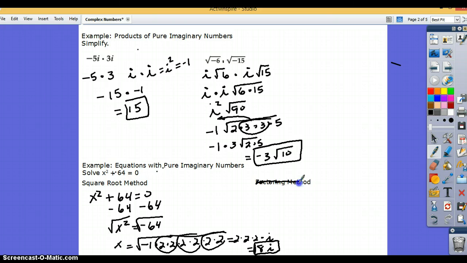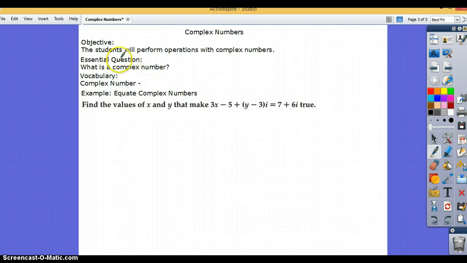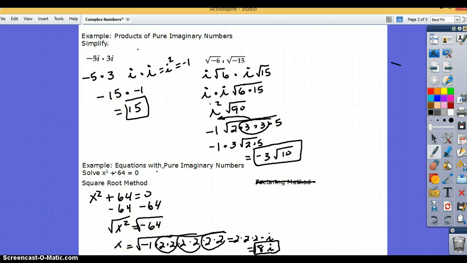We're not going to worry about the factoring method. Just do them this way. It's easier. Oops. So that's the end of this one.